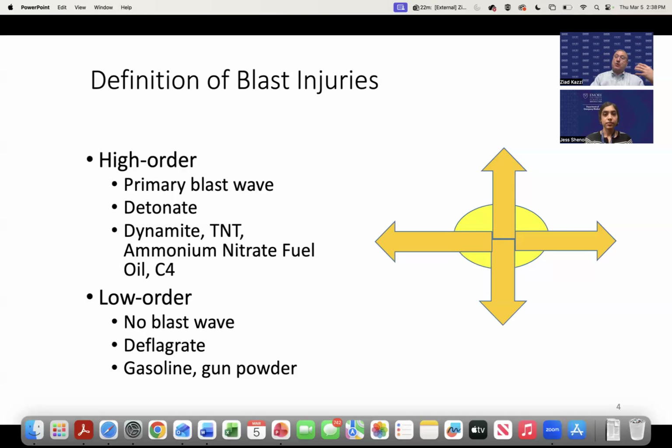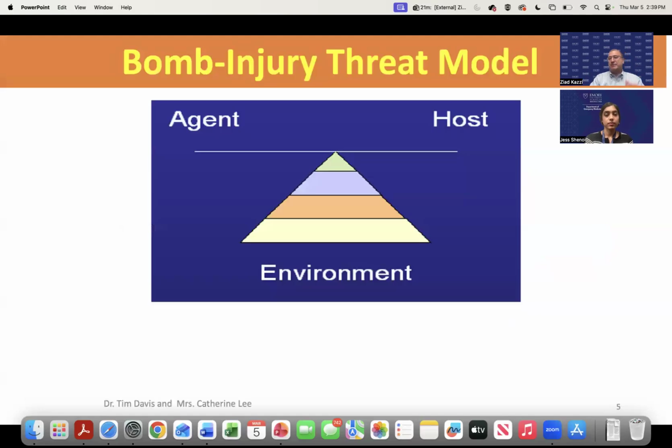But because it's an explosive incident, I always like to think about the incident in terms of three questions. What is the agent involved? What is the host of the scenario and the environment where the scenario is occurring? I call that the bomb injury threat model. It helps me better understand the casualties that I'm going to see, the injury patterns, and what to expect and how to better address them.